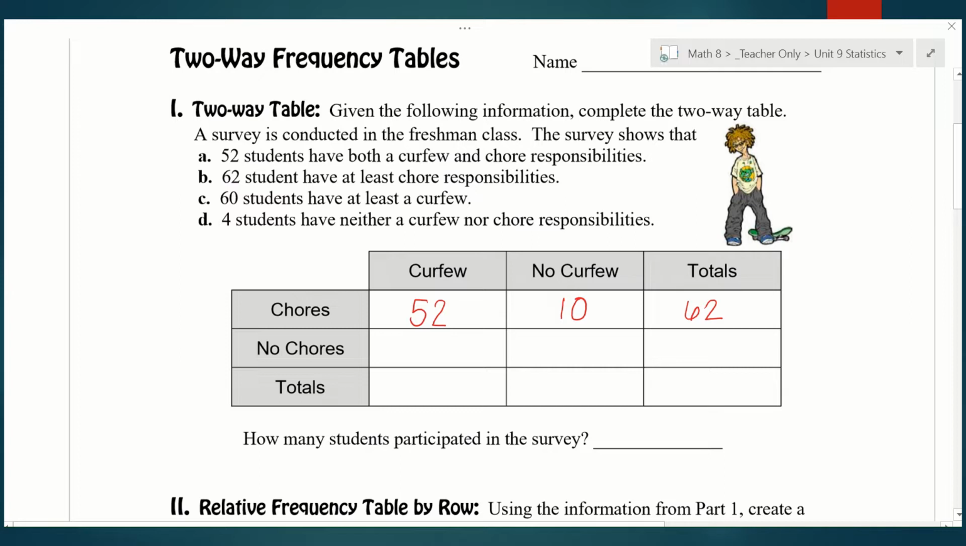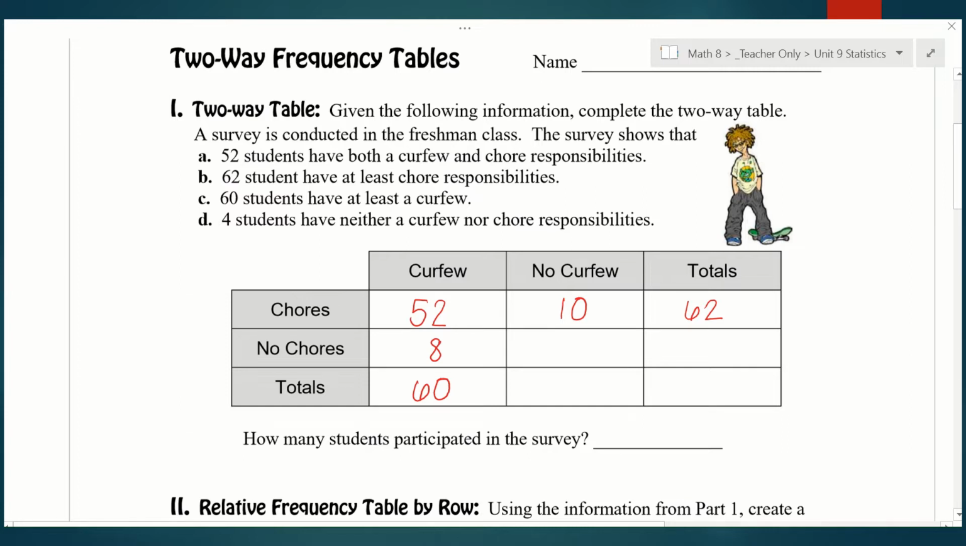For part C, it says that 60 students have at least a curfew. Similarly to part B, we know that 60 students have a curfew for sure, but may or may not have chores to do. So our total for the number of people that have a curfew is 60, which means that if 52 have a curfew and chores, 8 have a curfew without chores.